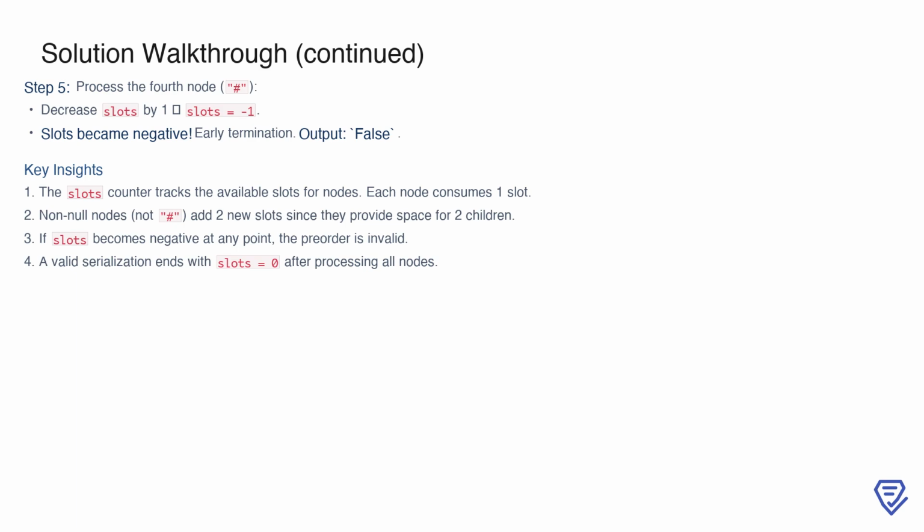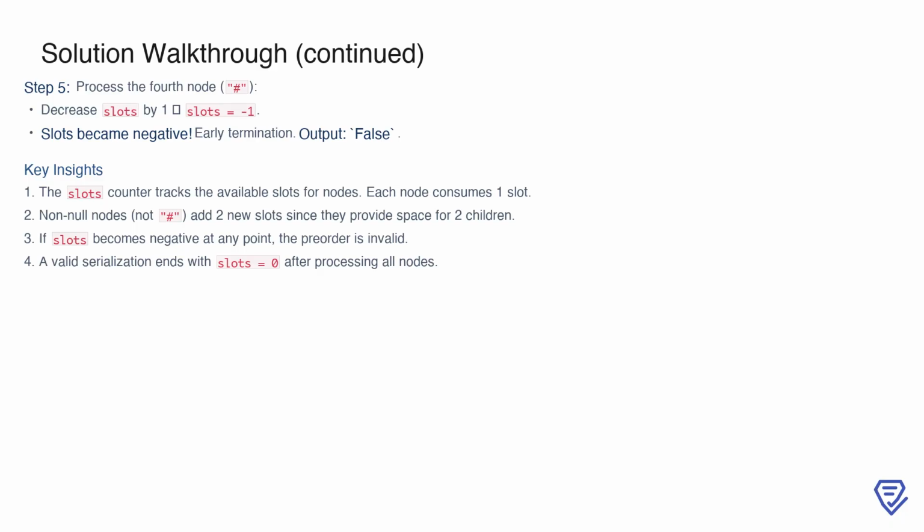A negative slot count indicates that the preorder serialization attempted to assign a child node where no slot was available. This violates the rules of a valid binary tree structure, and we can terminate the validation process early. The output for this example is false.